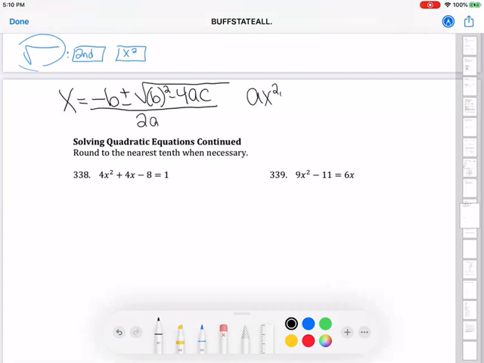And I also want you to write ax squared plus bx plus c equals 0. You have to be equal to 0 before you can start factoring or using the quadratic formula.